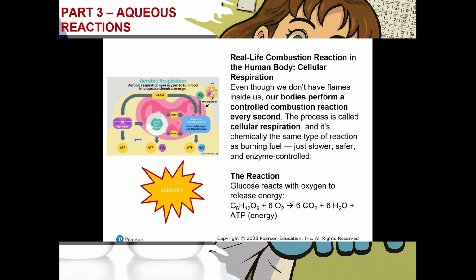Okay, so a real life example: the combustion reaction in the human body. So you don't see flame over here. And cellular respiration, this is a curiosity for you. If you're in the health sciences, you're gonna love it. If you're an engineer, you're gonna love it as well. So even though we don't have flames inside us, our bodies perform controlled combustion reactions every single second. The process is called cellular respiration, and it's chemically the same type of reaction that we use to burn fuel, just slower, safer, and enzyme controlled. So we have here glucose plus oxygen.